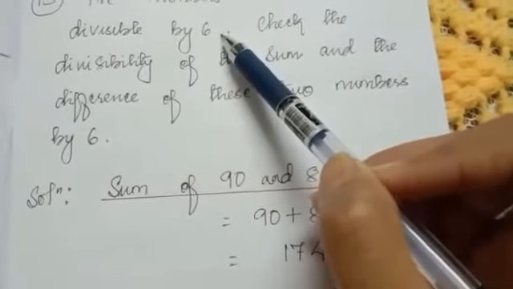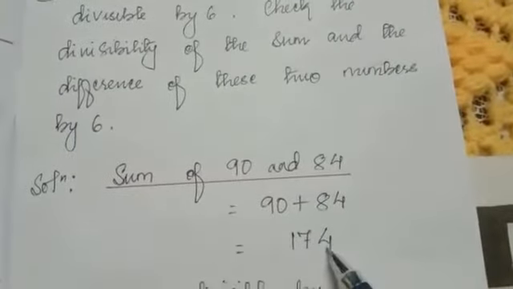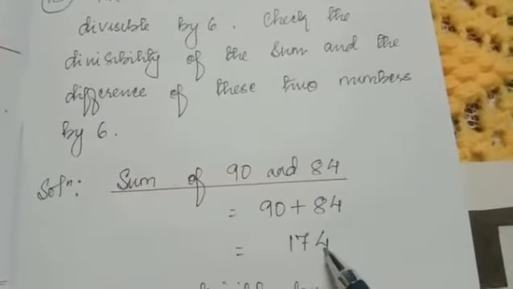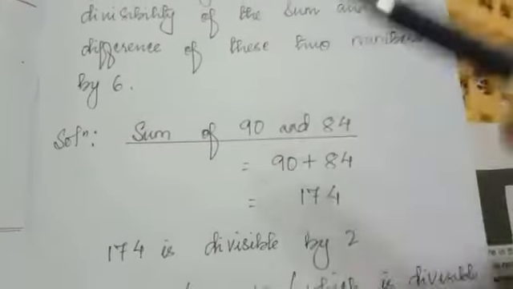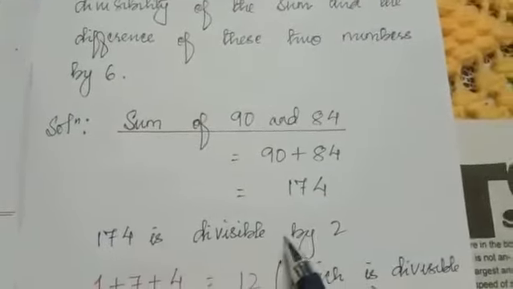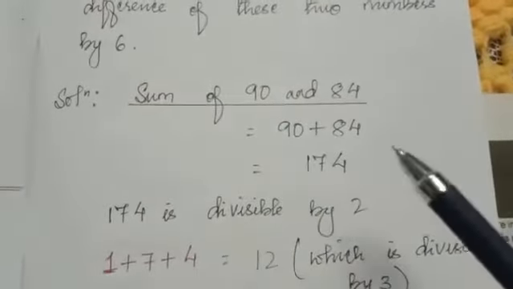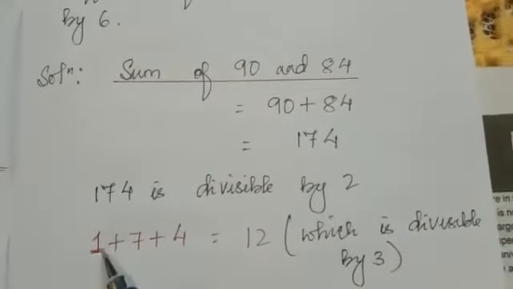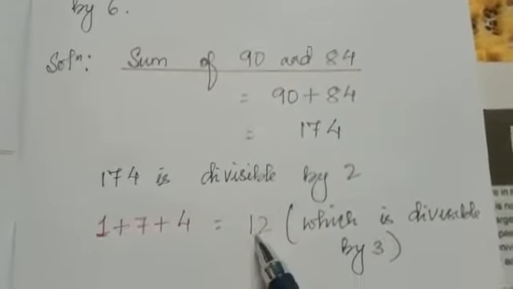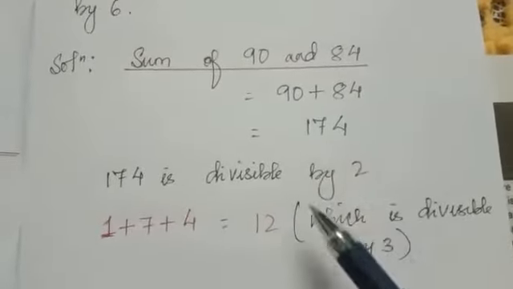Now you know the divisibility rule. If the number is divisible by 2 and 3 both, then only the number will be divisible by 6. 174 is divisible by 2 because it is an even number. Now we will check for 3. For that, we have to add the digits. 1 plus 7 plus 4 is 12, and 12 is divisible by 3. So this number is divisible by 6.